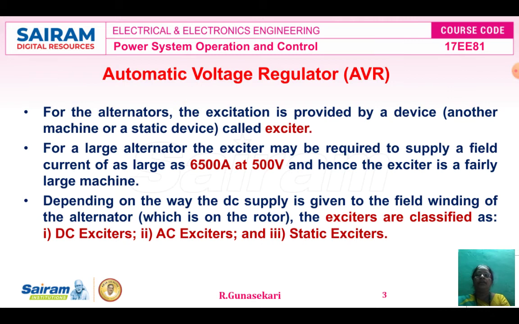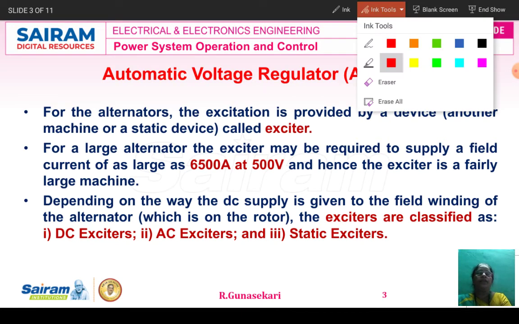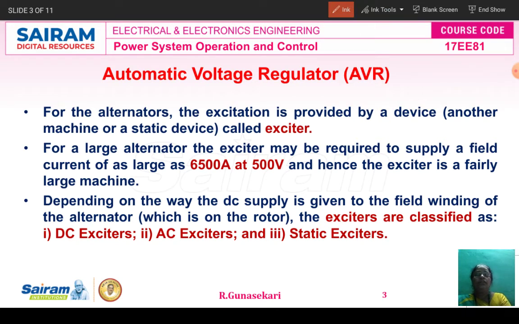Then, in the automatic voltage regulator, first we study the function and operation of the AVR. First one is the exciter. What is meant by exciter? In generators or alternators, the excitation is provided by a device. The device may be a machine or a static device, which is called the exciter. So the exciter is the heart of the automatic voltage regulator.